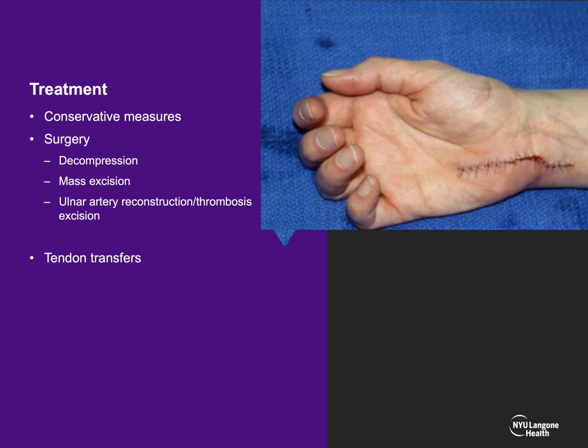Conservative measures, of course, always: rest, splinting, NSAIDs. And then surgery: decompressing it, mass excision, ulnar artery reconstruction, or ulnar artery thrombosis excision if they have an intact arch. So remember that if they have a normal Allen's test, you can just excise the ulnar artery.